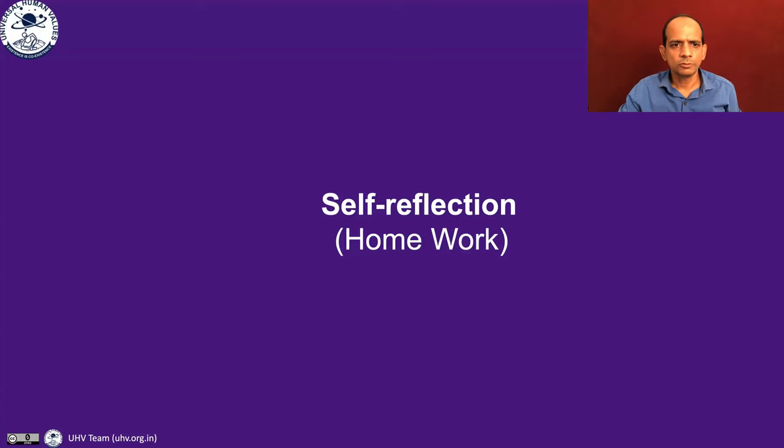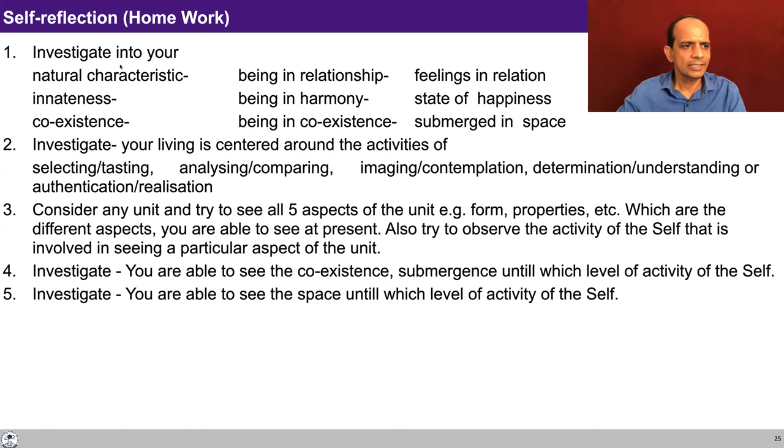So now there is a homework for you. Investigate into your natural characteristic, innateness and coexistence, how you are there being in relationship. There are feelings in relationship, isn't it? Similarly, observe your being in harmony. Observe your being in coexistence. So being in harmony, you are in a state of happiness. Being in coexistence, you are submerged in space. So investigate into all these realities. So we say that, yes, I naturally accept relationship and not opposition. How do we naturally accept the relationship?